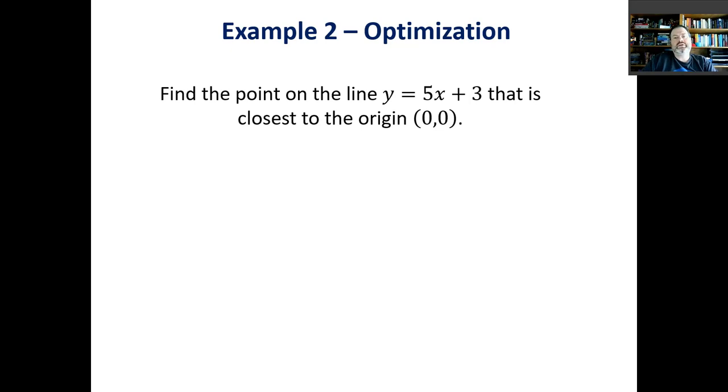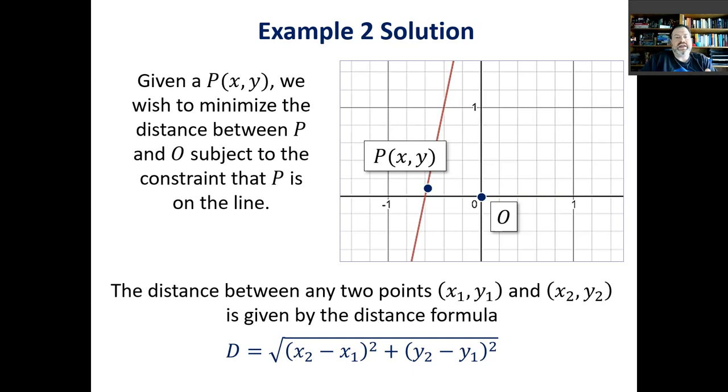Find the point on the line y = 5x + 3 that is closest to the origin. So think about it, right? You have a line in space somewhere, and one of the points on the line is the closest to (0,0). So I just drew a little graph, and I kind of estimated where I thought it was going to be, but I don't know where it is, so I just called it (x,y). So given a point P(x,y), we wish to minimize the distance between P and O, subject to the constraint that P is on the line. Again, we need a constraint here because this thing has 2 coordinates, and in order to take a derivative, you can only take a derivative with 1 coordinate.